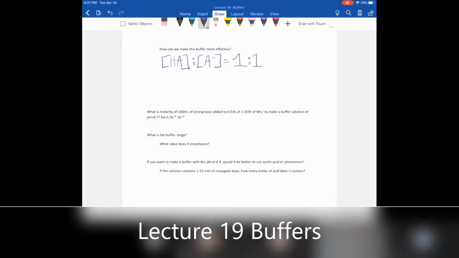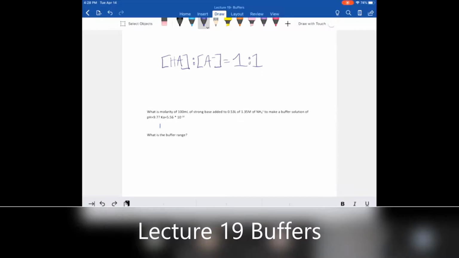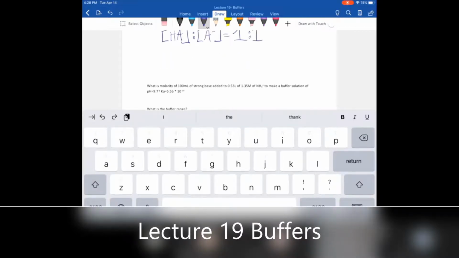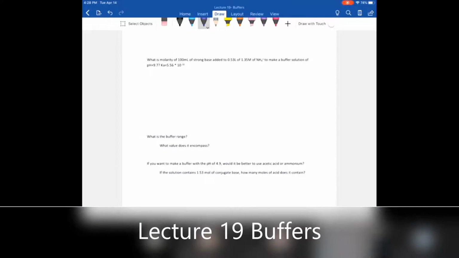Okay, so what is the molarity of 100 ml of strong base added to 0.53 liters of 1.35 molar ammonia to make a buffer solution of pH 9.7? So this one's a little tricky, but it's kind of like the same thing. It's just that instead of solving for pH, you're solving for the concentration of your strong base, which is incidentally going to be equal to the concentration of NH3, if that helps.